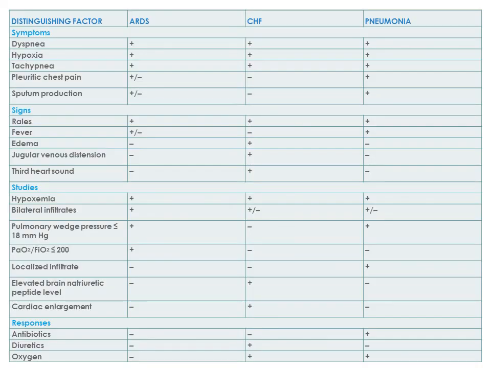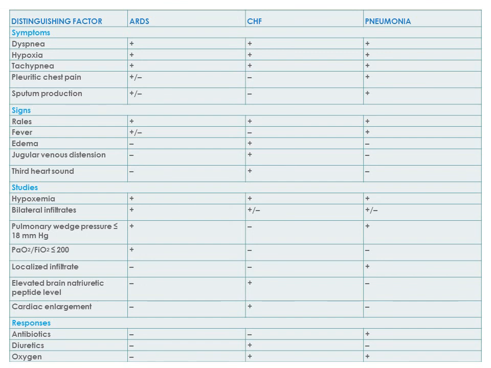So this is the last slide that is showing the distinguishing factors between congestive heart failure, ARDS and pneumonia. The main differences are the JVP, which is raised in the case of congestive heart failure, and the bilateral infiltrates, which in the majority of cases are present in ARDS, and the PaO2 to FiO2 ratio of less than 200 that is present in ARDS, and the brain natriuretic peptide and cardiomegaly, which are normally seen in congestive heart failure. So these are the differences seen in these three conditions.